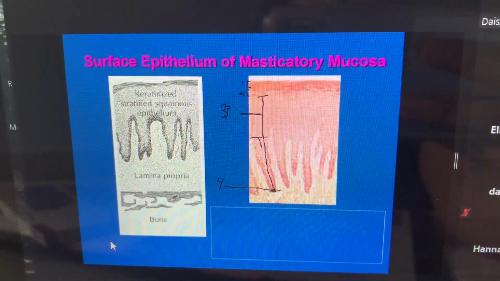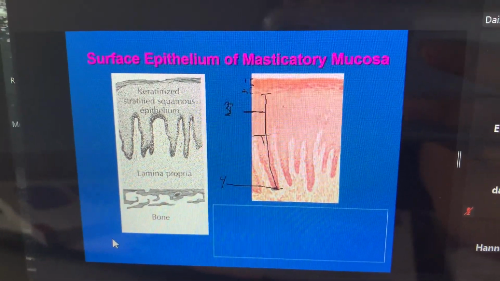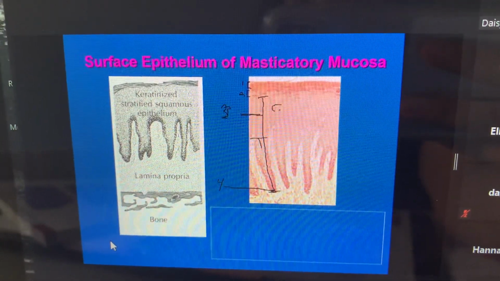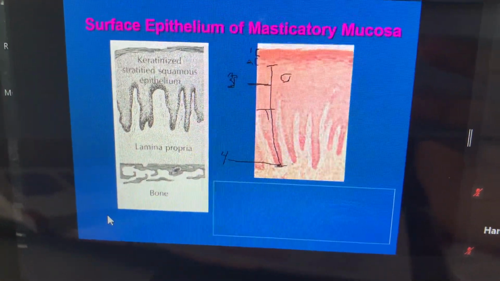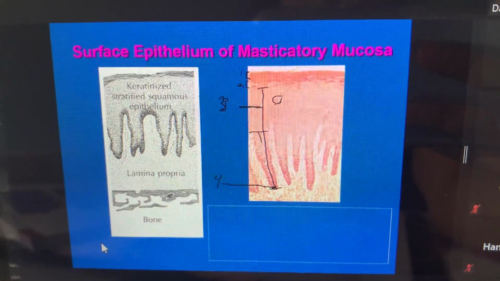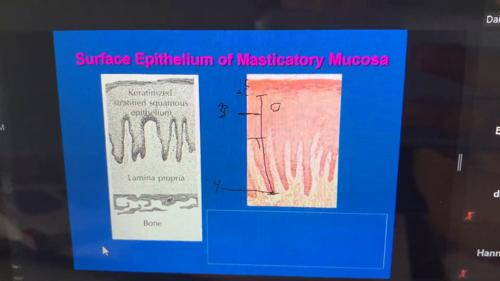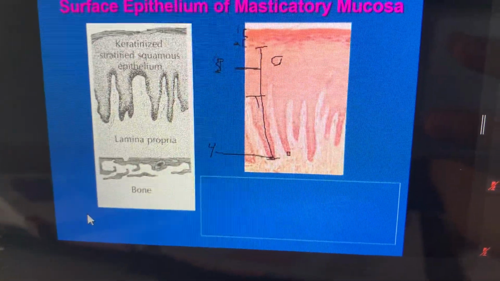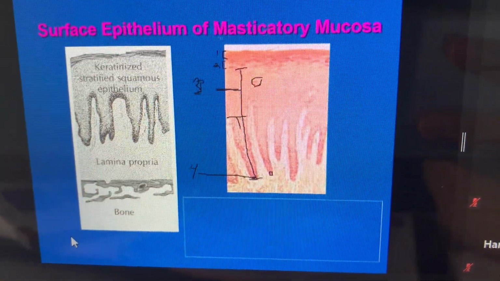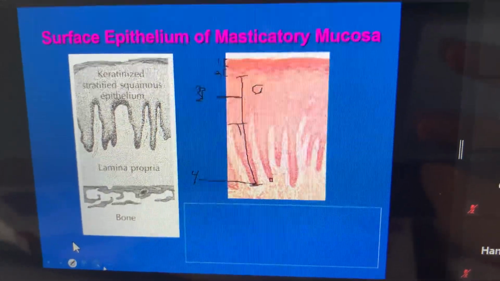So number 3, what's the name of that layer? I don't know. Is it the spinous? Okay, the spinous. Is it the spinous layer? Yes, the spinous layer. Good. And then the very bottom layer is the basal layer. Basal layer, right? A single cell there. So those are the layers in orthokeratinized.